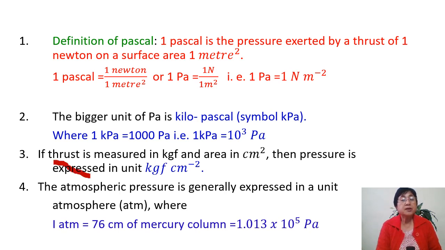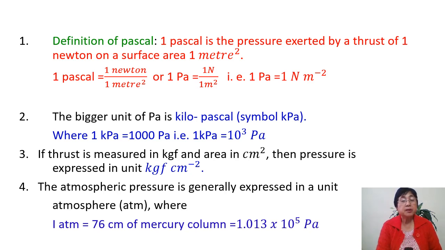Now, if thrust is measured in terms of kgf and area in centimeter square, then pressure is expressed in a unit kgf centimeter to the power minus 2. Alright, we can express kgf along with centimeter. There is no fixed rule that we should change centimeter into meter. So we can write kgf centimeter to the power minus 2.